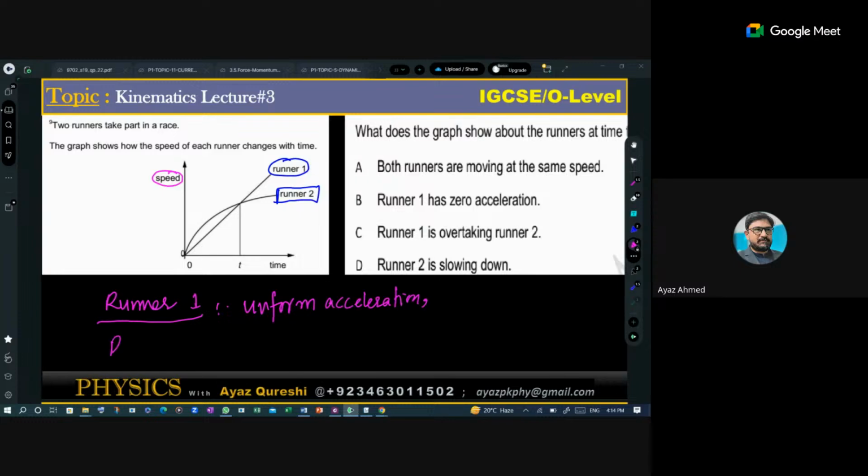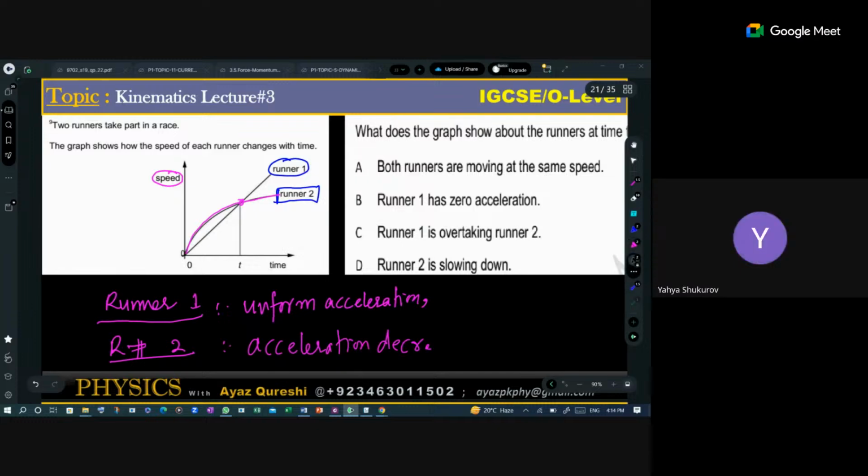And what about runner 2? Speed increasing with a decreasing gradient. Yes, decreasing acceleration, because its gradient decreases, it means its acceleration decreases. So at time t, both of the runners are at the same speed.